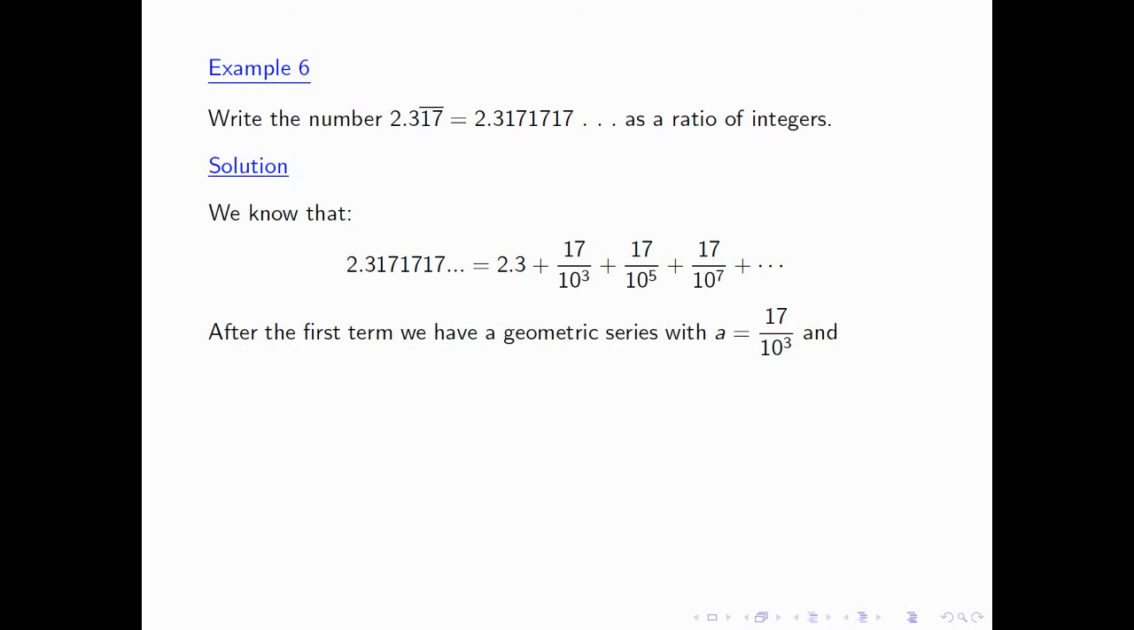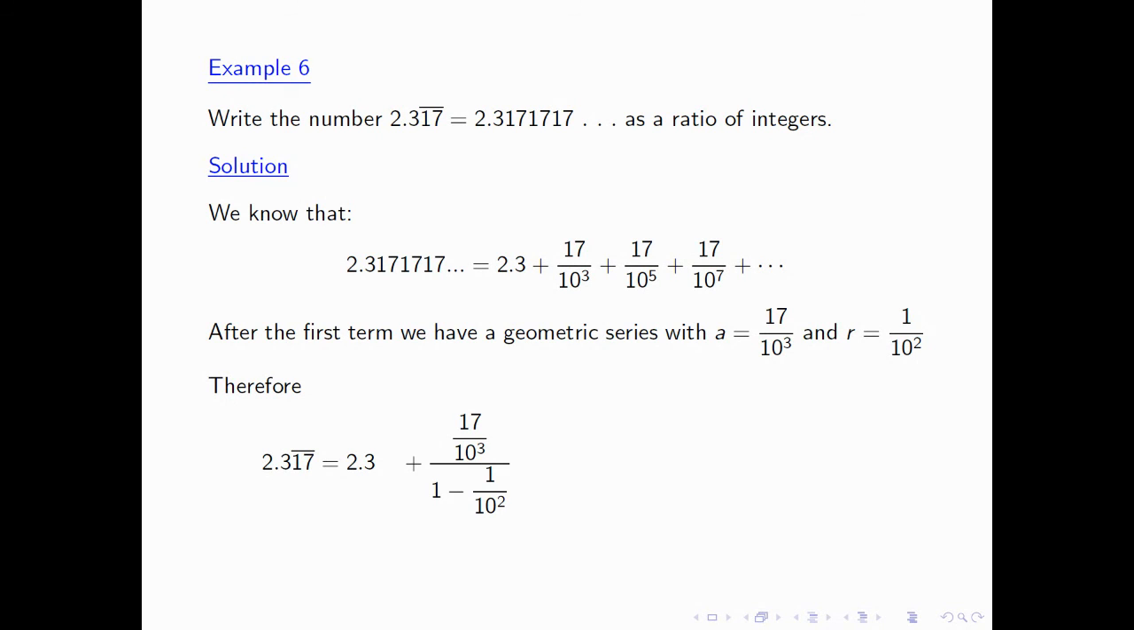So if we ignore the 2.3, what we have is a geometric series where the first term is 17 divided by 1,000, right? And the common ratio is 1 divided by 100, because you need 2 powers of 10 to go from 10 to the 3 in the denominator to 10 to the 5, to 10 to the 7, and so on. So our common ratio r must be 1 over 10 to the 2.